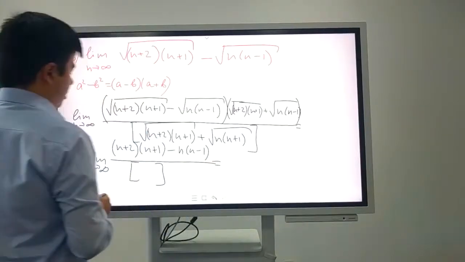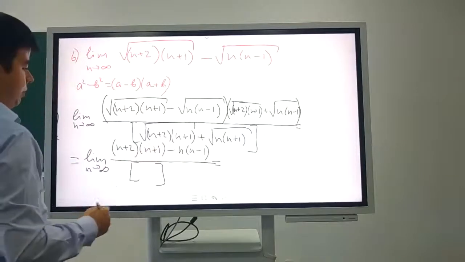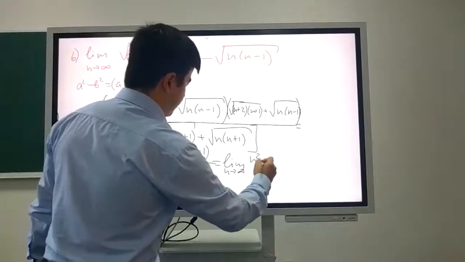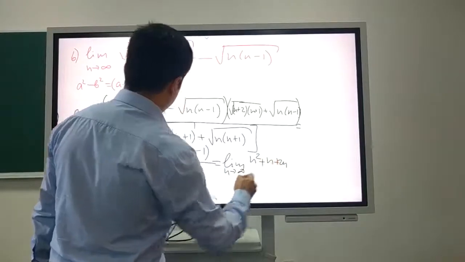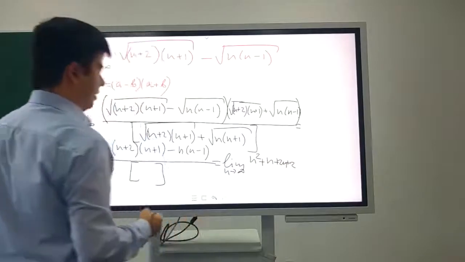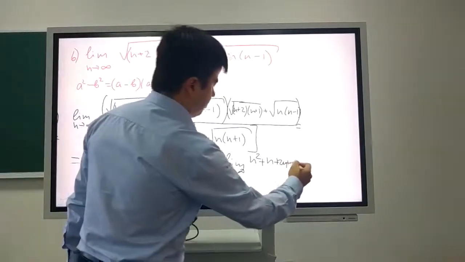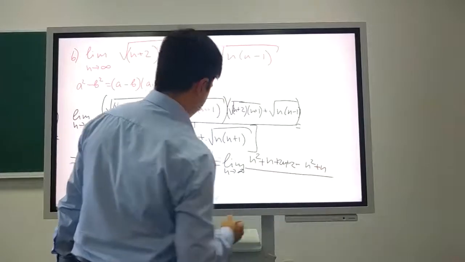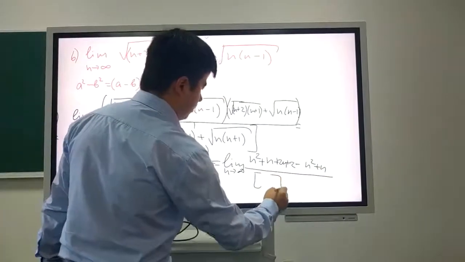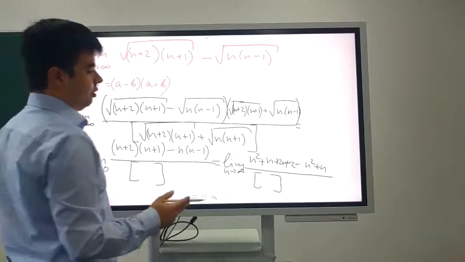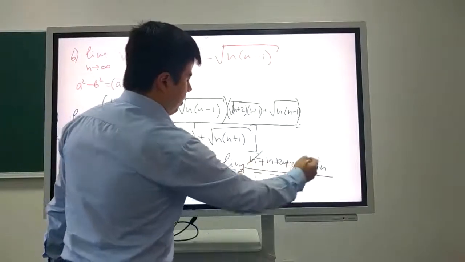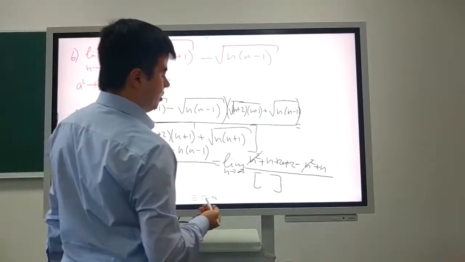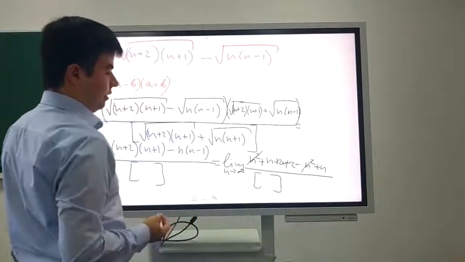Now, here we have, if we open these brackets, we get limit n tends to infinity, n squared plus n plus 2n plus 2. And here we have minus n squared and plus n over the square brackets. So, let's consider the numerator firstly. n squared and n squared, we can cancel them. And we have n plus 2n and minus n, plus n, again, one more n. So here we have 4n.